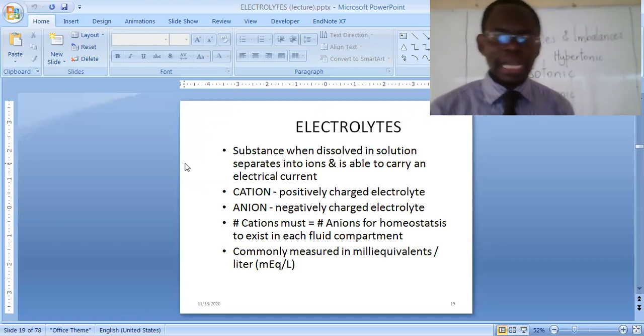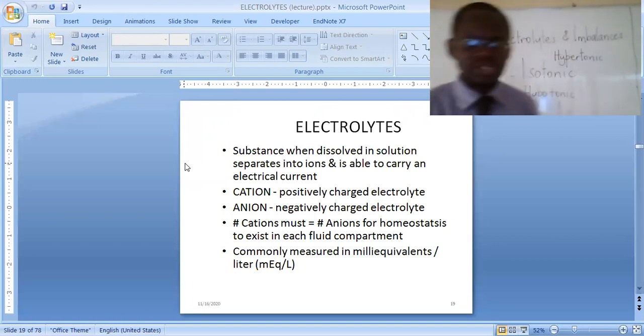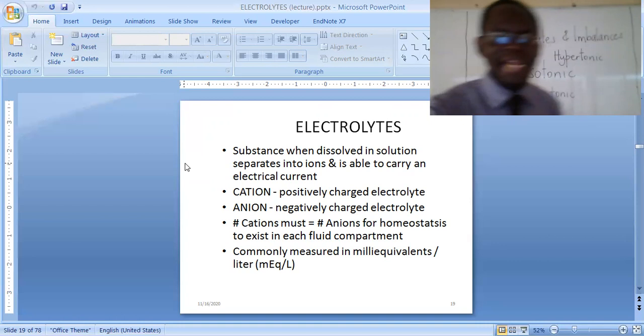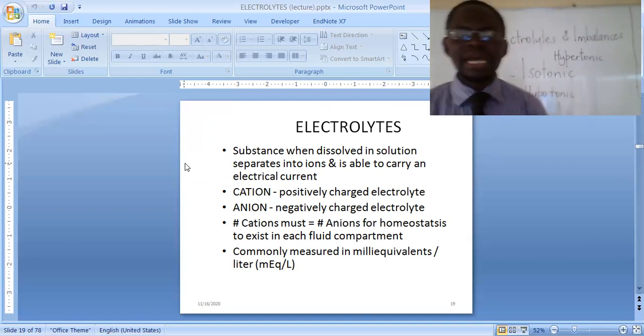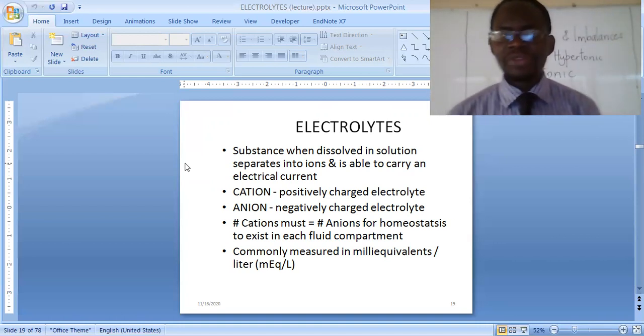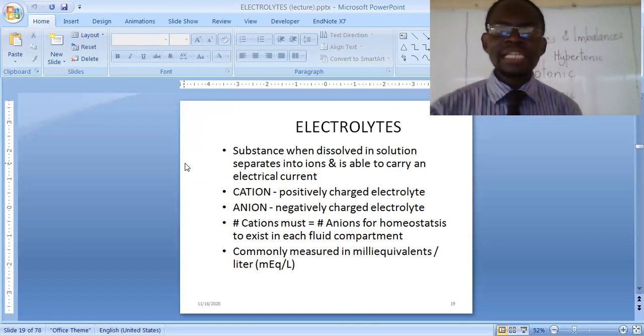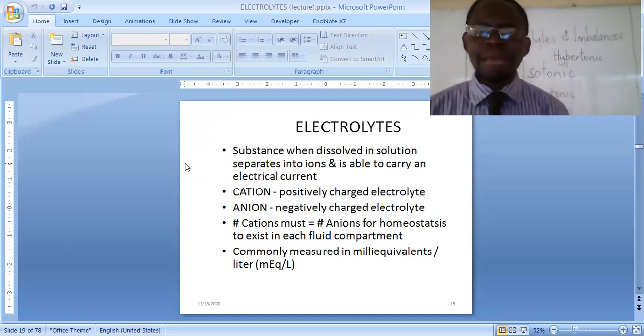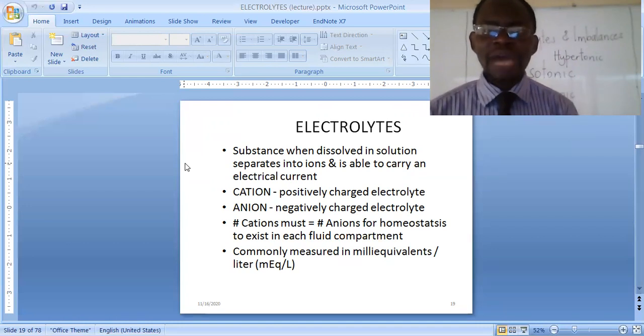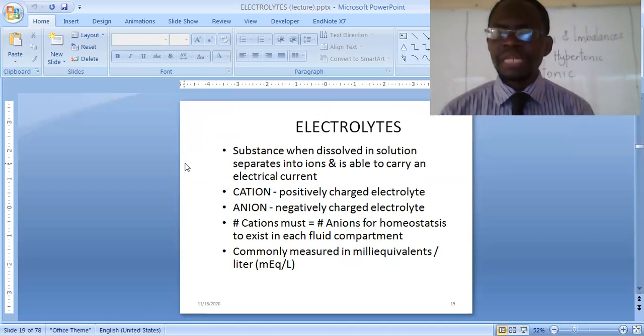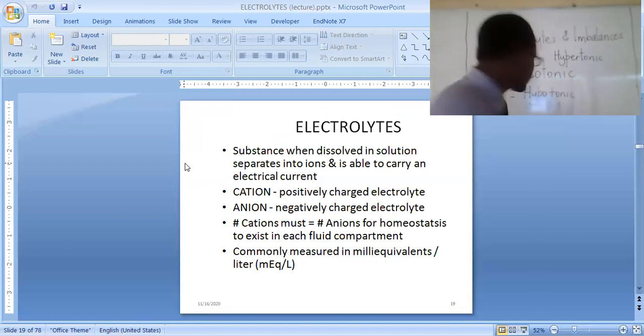Now, let's talk about electrolytes. An electrolyte is basically an ion. It's when a substance is dissolved in solution, it separates into ions that are able to carry electrical current. This is what we mean.